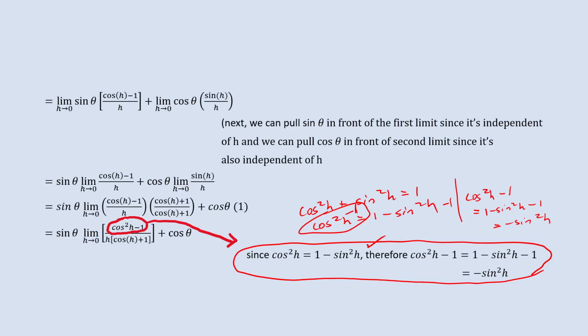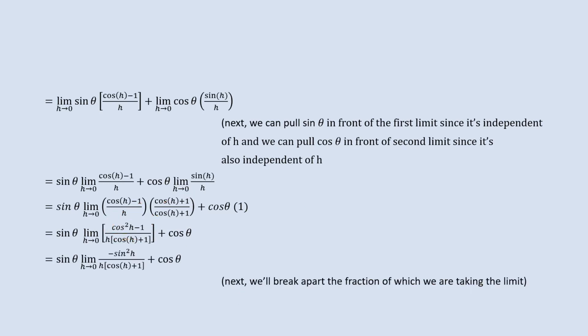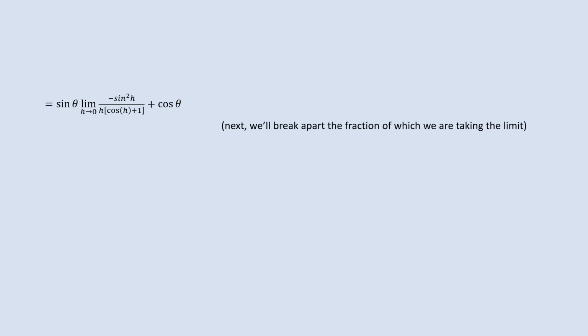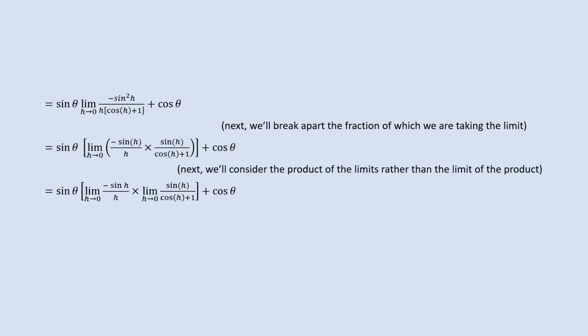So that circled quantity up in the formal part here, this circled quantity right there, that's just the same as negative sine squared h. So we can sub that in now. Now, let's break apart that fraction that we're talking about. Okay, so that's where we had left it off a moment ago.